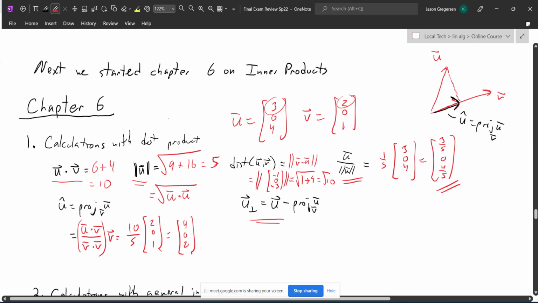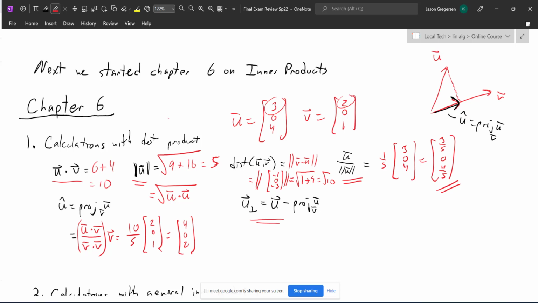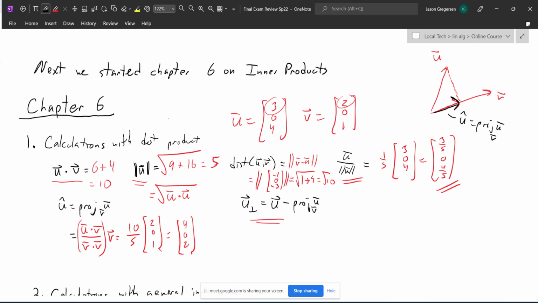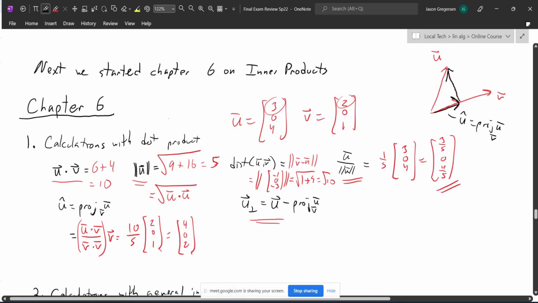That projection is a really important piece. It's the vector on the line that contains v that's closest to u. It's the best approximation to u from the span of v. Sometimes that's exactly what we want, so we calculate the projection. Other times, we're very interested in finding this perpendicular vector, which we call u perp.